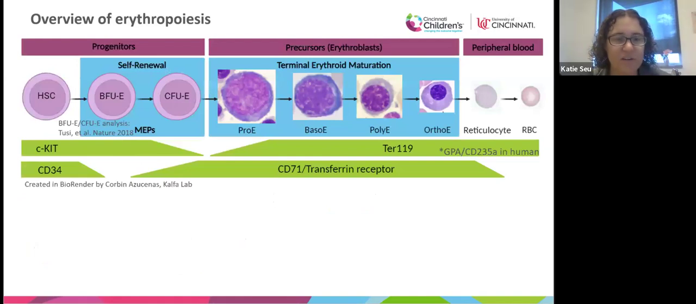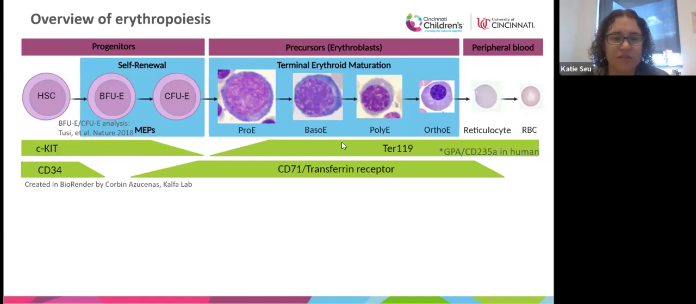So this is an overview of erythropoiesis, which of course begins with a hematopoietic stem cell and progressively committed progenitors that undergo self-renewal up to a point in which they enter terminal erythroid maturation. Now, these self-renewing erythroid progenitors, the burst-forming and colony-forming units erythroid, have recently had a flow cytometric method described for analyzing them. I'm not going to go into it here, but I've included the reference here if that's a population that you're interested in analyzing.